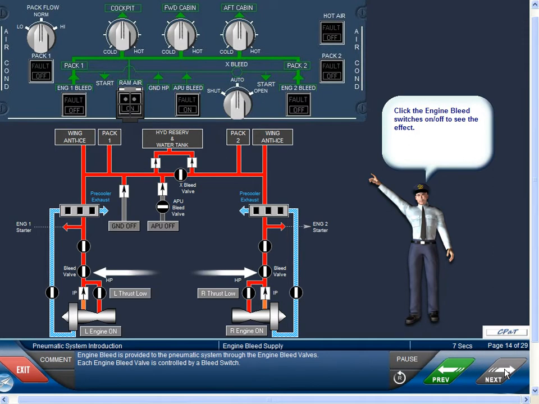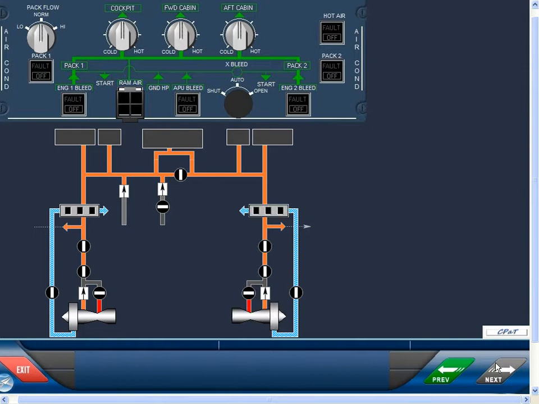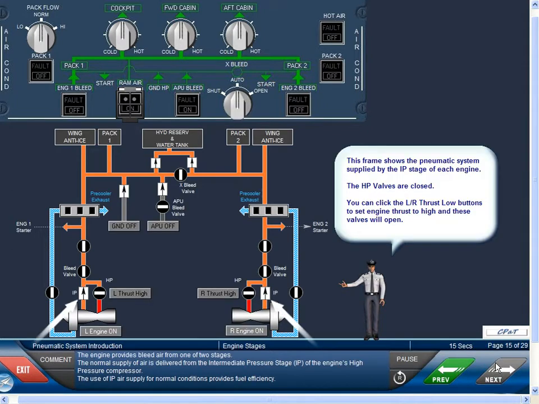Engine bleed is provided to the pneumatic system through the engine bleed valves. Each engine bleed valve is controlled by a bleed switch. The engine provides bleed air from one of two stages. The normal supply of air is delivered from the intermediate pressure stage, or IP, of the engine's high-pressure compressor. The use of IP air supply for normal conditions provides fuel efficiency.